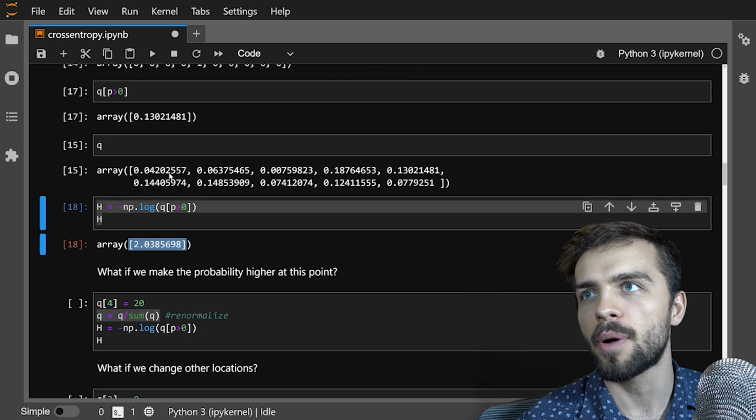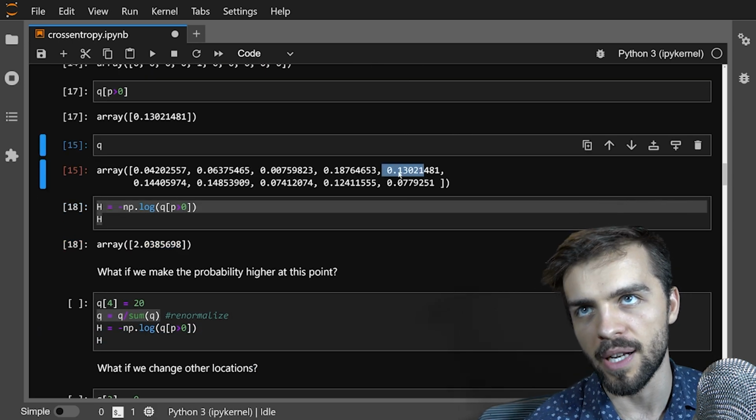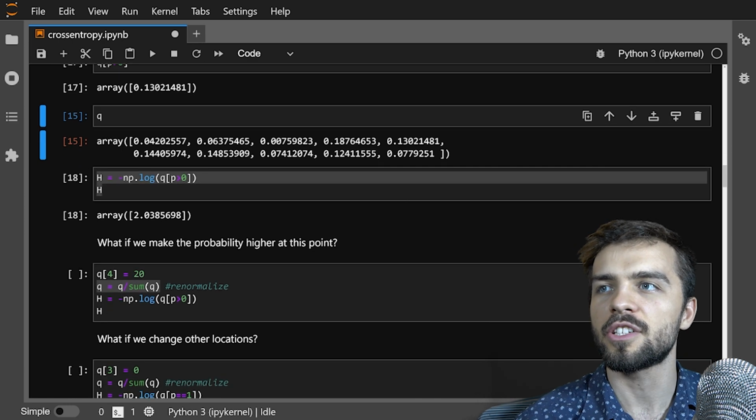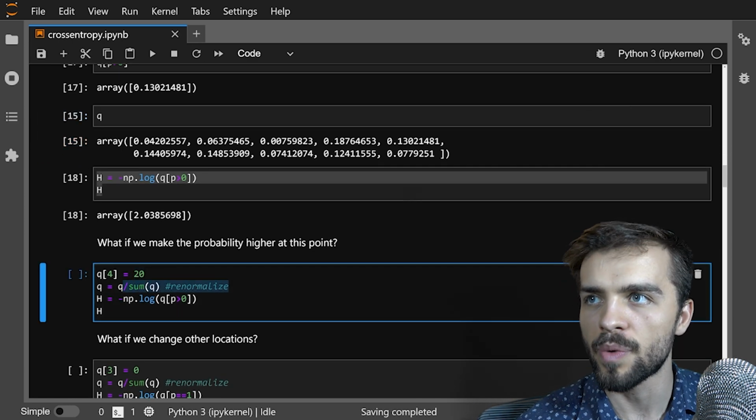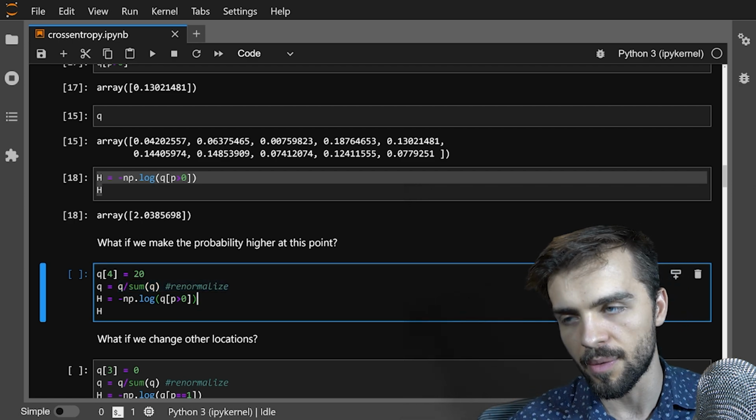So what happens if we make the probability of Q higher at this point? Right here, it's like 13%. Let's actually make this higher. So I'm going to set it to a really high value. Then I'm going to renormalize Q and I'm going to evaluate H.